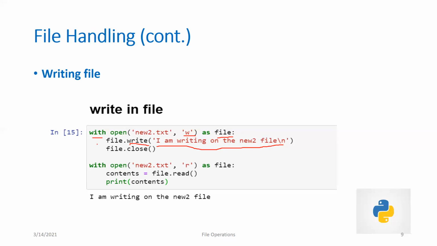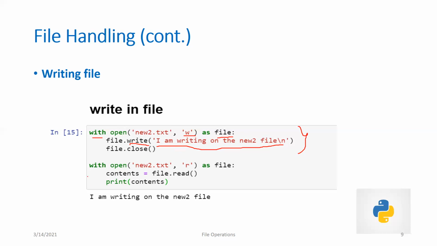Then this section will be executed, and this line will be added. That means that line will be written on the file new2.txt, but it will not be shown in the output section because I didn't write any command to read that file. I just only write that file, not read. Until I read that file, it will not show any output.